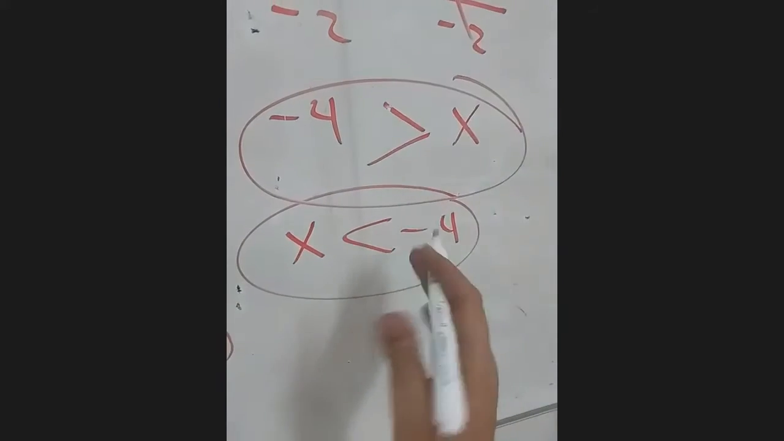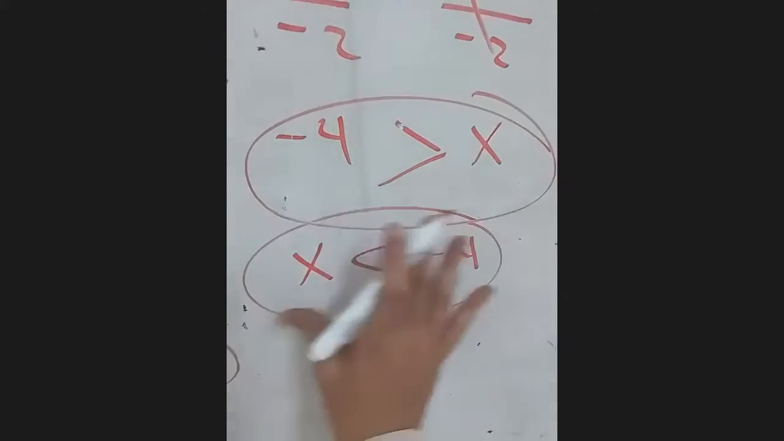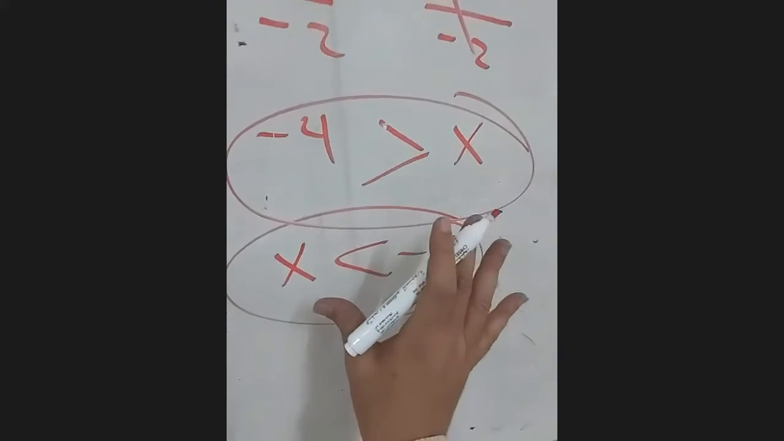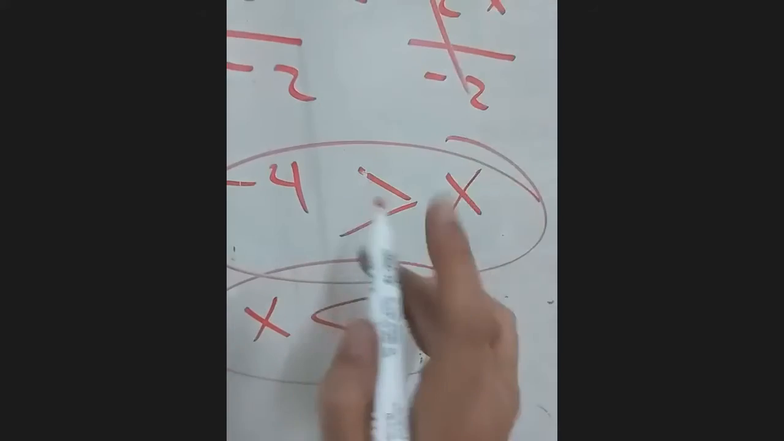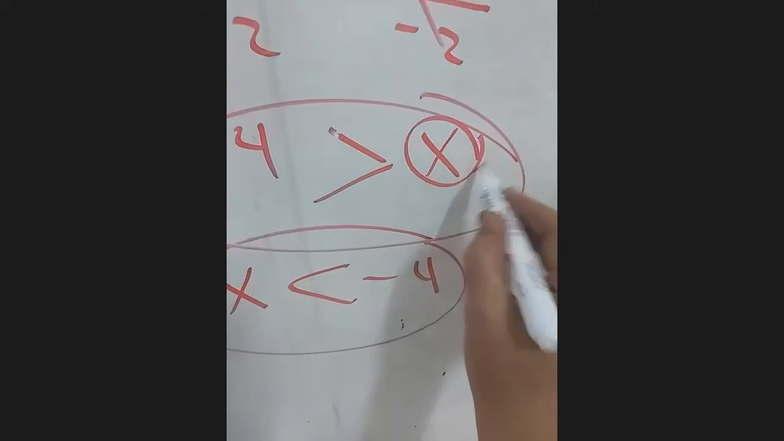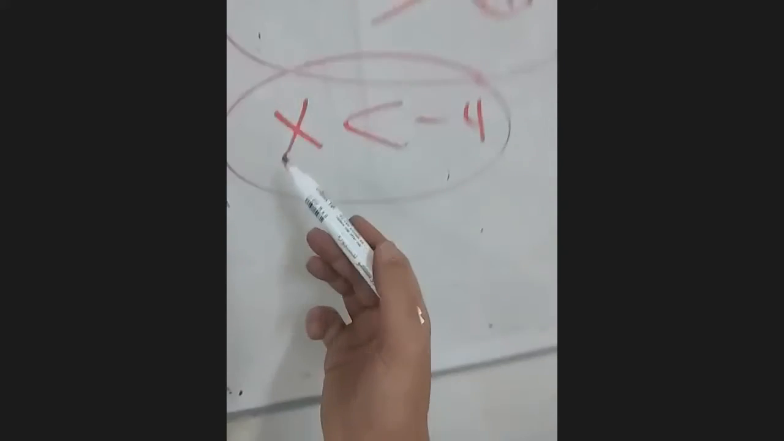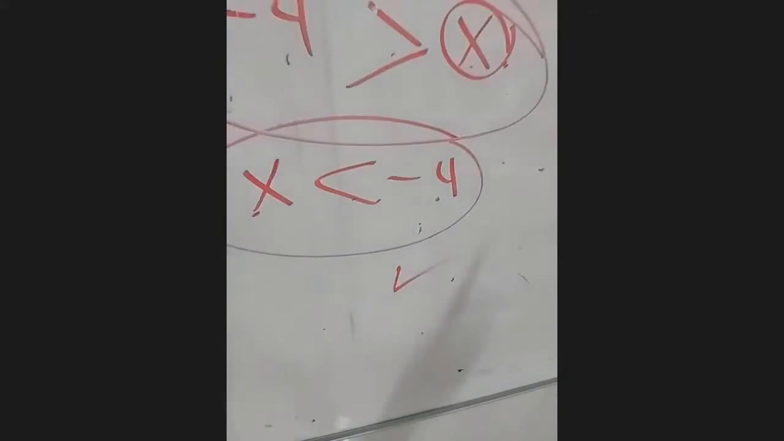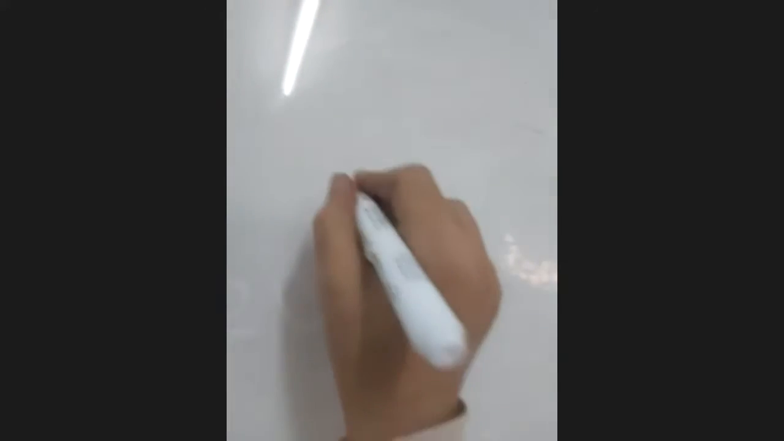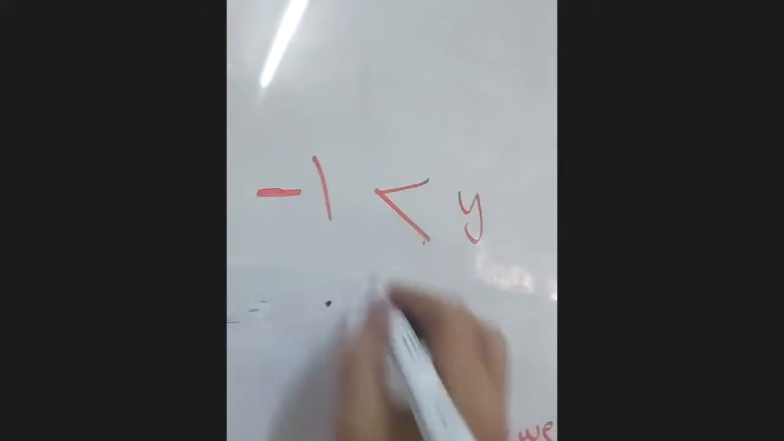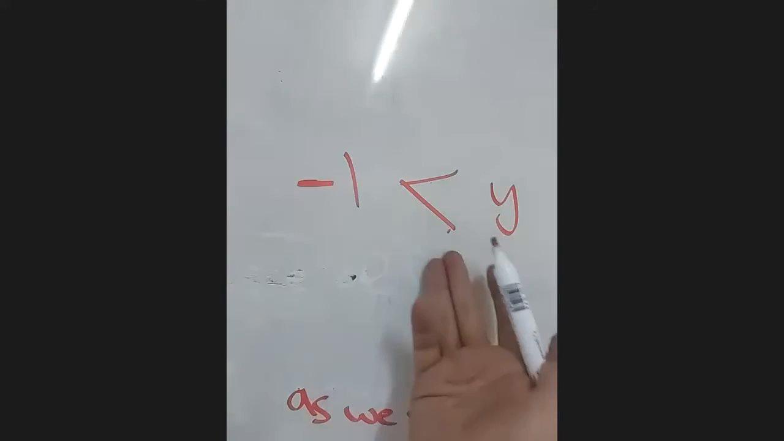Don't forget that. In the online assignment, you will have something like this. So if you get something like this, read it from where? From the variable. After you read it, write it as you read. So x less than negative 4, write x less than negative 4, then you will select your answer. Got it? Yeah. Good boy. Now, another example. For example, if I have this solution, y more than negative 1.